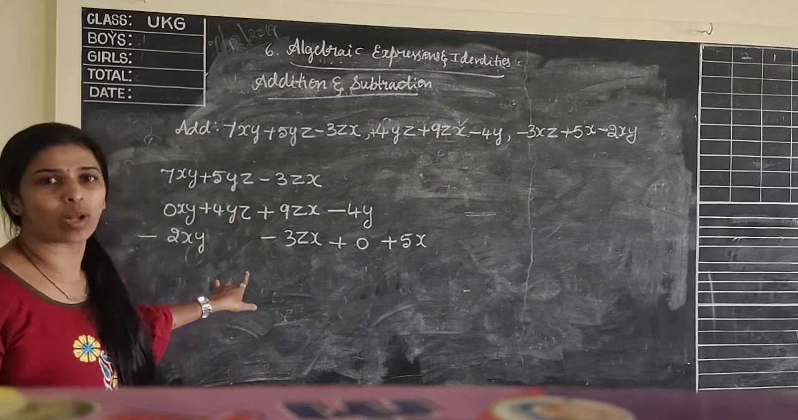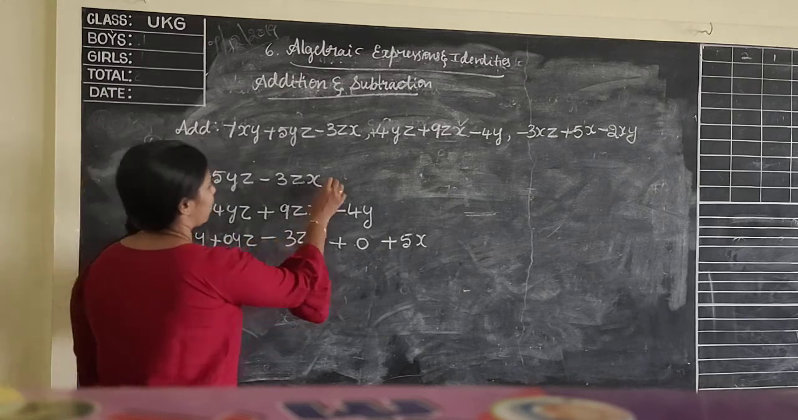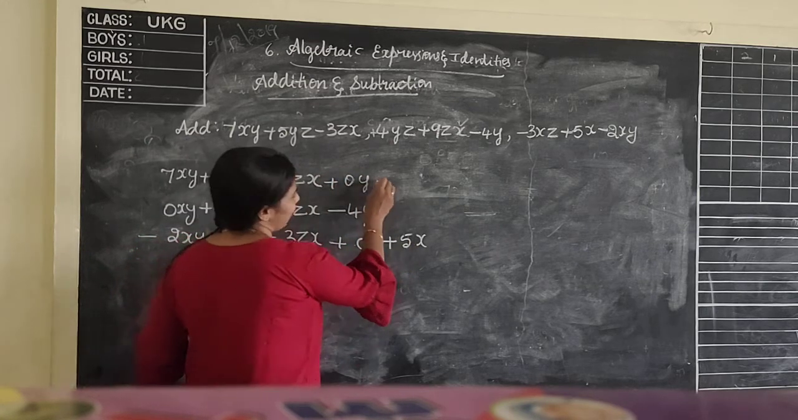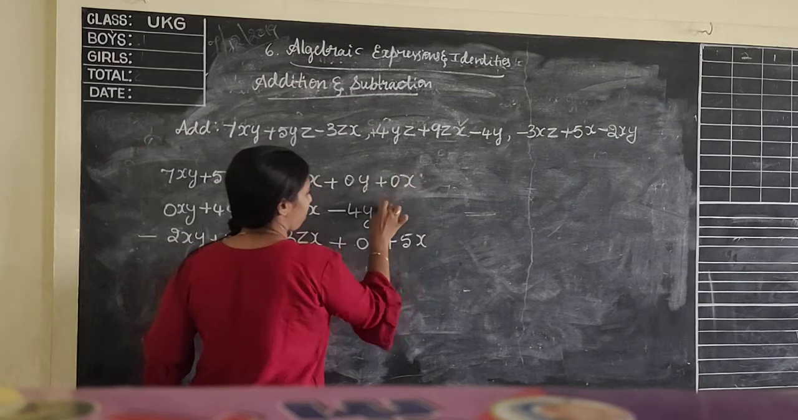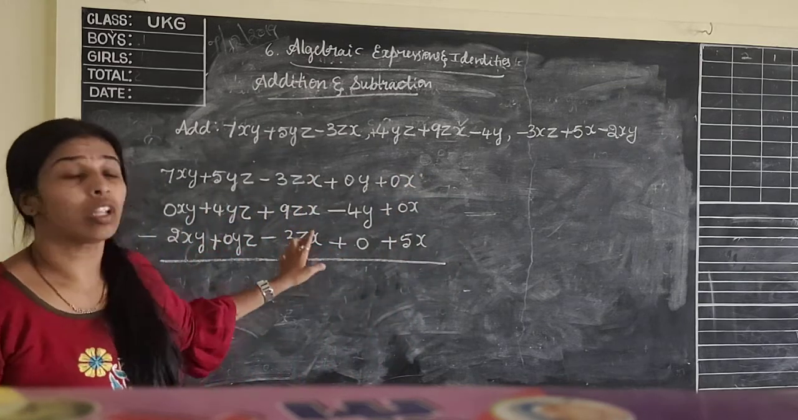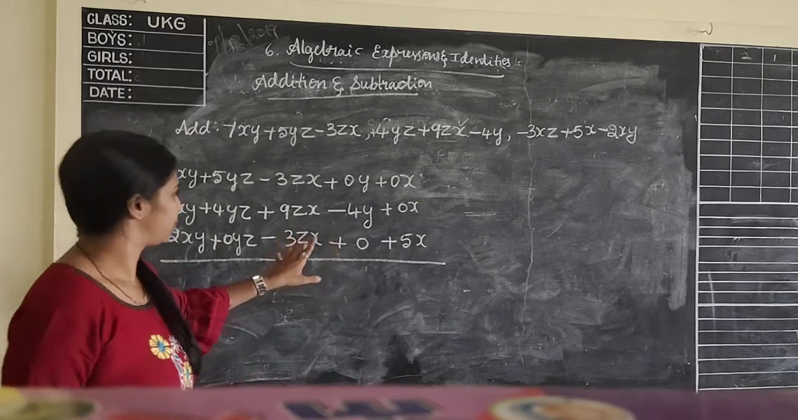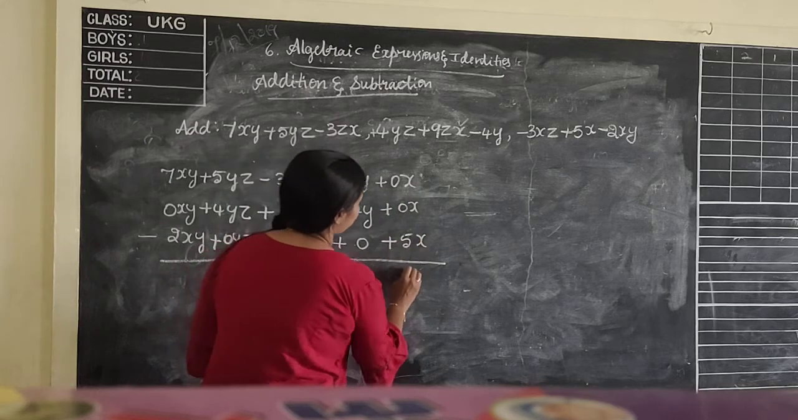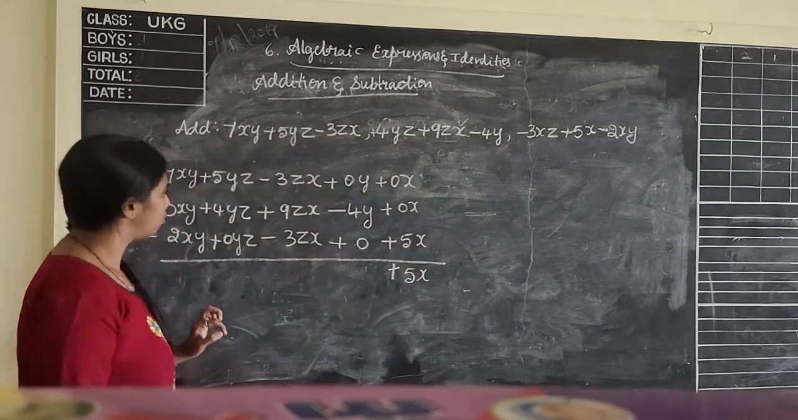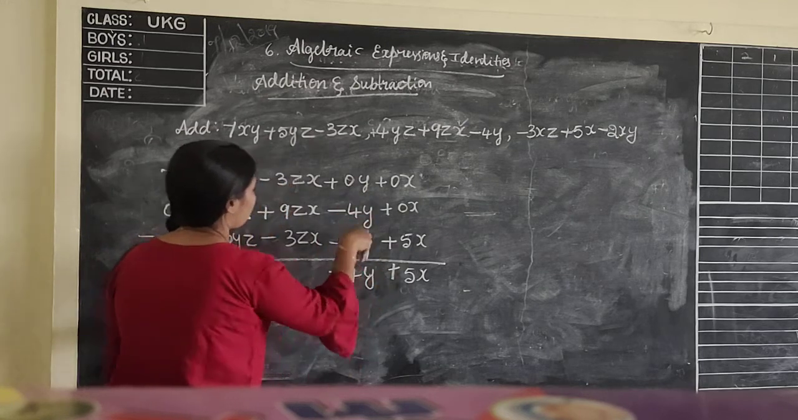Now in the empty places you write 0, 0 and that coefficient. While writing 0, I will put plus. That is just to not miss any terms. Understood? Or don't go wrong. That's the reason. 0, 0, 5. 0 plus 5 is 5, not 0. Here minus 4, remaining all 0.